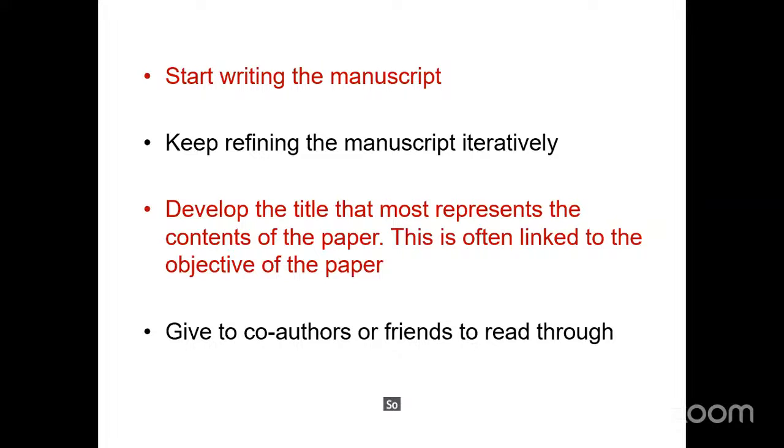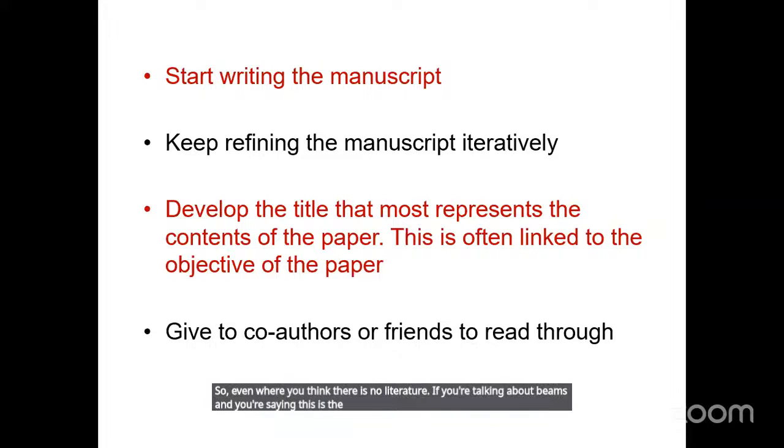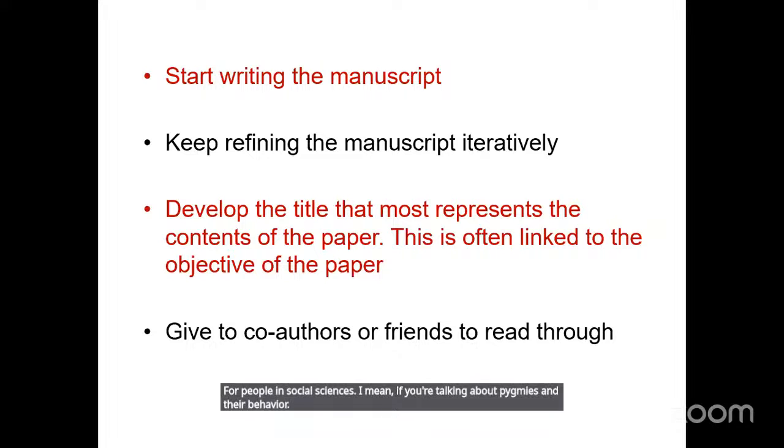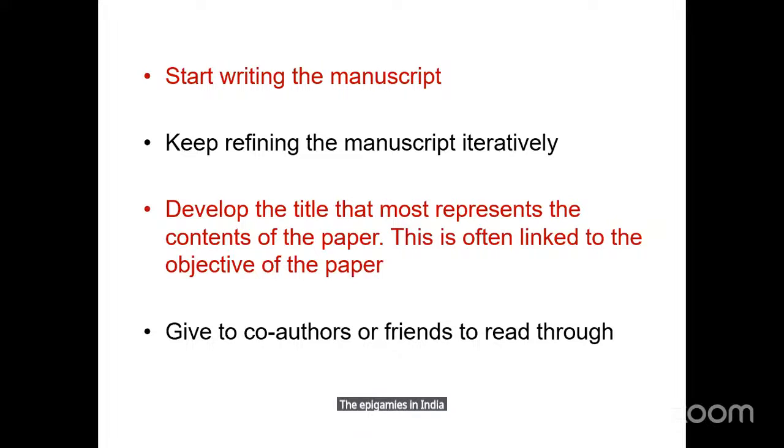So even where you think there is no literature, if you're talking about beans and you're saying this is the first disease that I have found, then there are legumes that relate to beans. Maybe something happened in soybean. If you're talking about communities in social sciences, if you're talking about pygmies and their behavior, there are pygmies in India. There are pygmies in the Himalayas. So how do these relate?